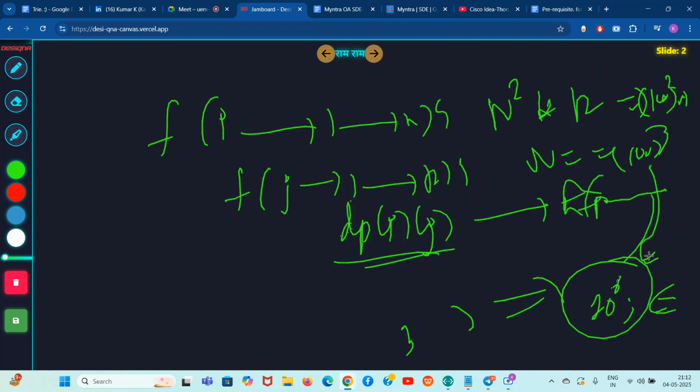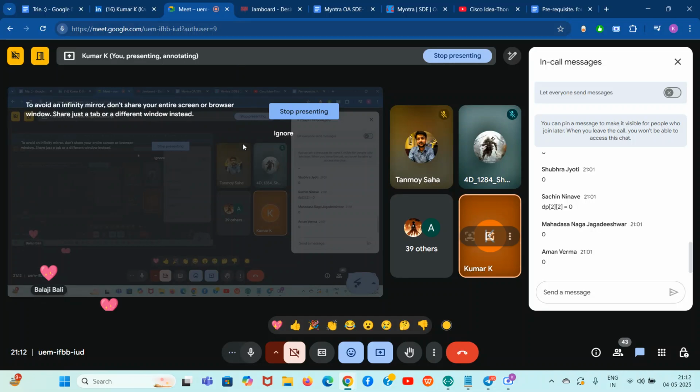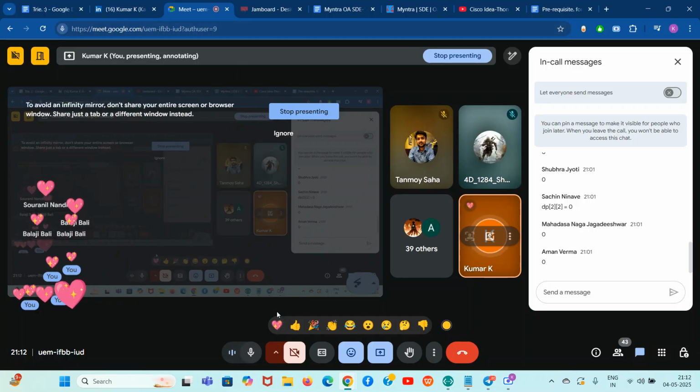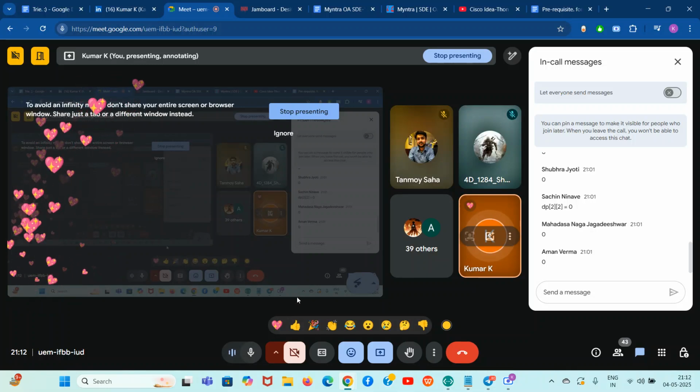React with love emoji if you understood and you really enjoyed all this. Love emoji, ready? Yeah, always enjoy life and try to go into depth of each concept.